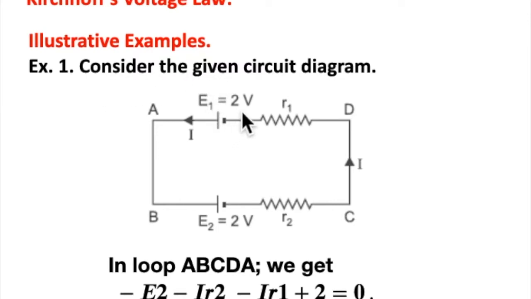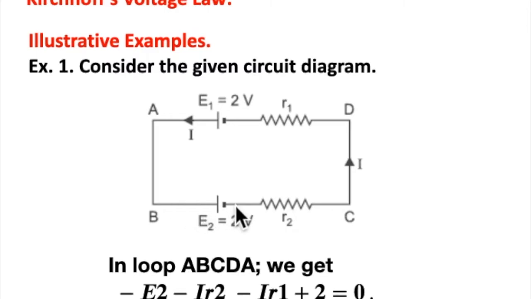Let's consider this circuit in order to illustrate Kirchhoff's voltage law. In loop A, B, C, D, A, remember the starting point should also be the ending point of the loop. You can take the loop in this direction or this direction, anti-clockwise or clockwise. We are taking it anti-clockwise in this case: A, B, C, D, A. We have E2. Let's start from here.